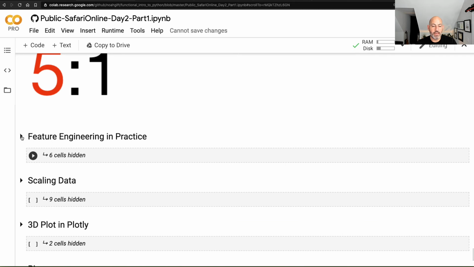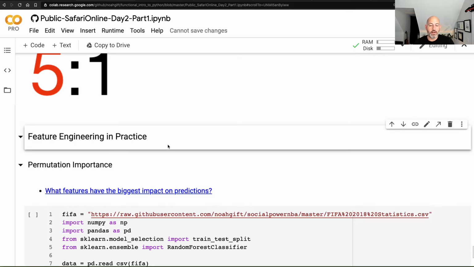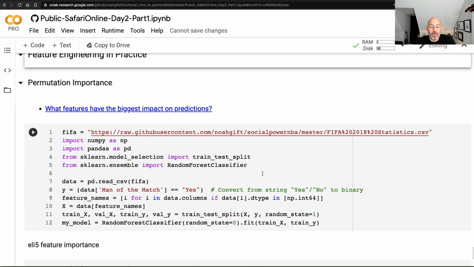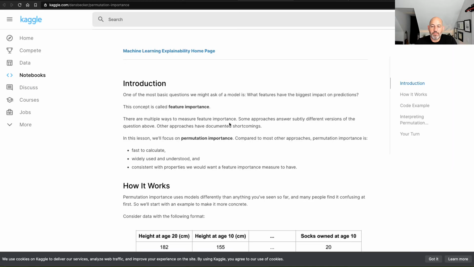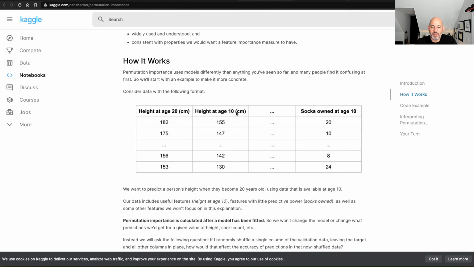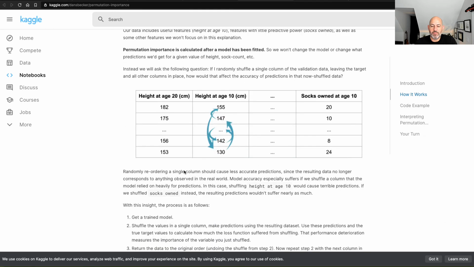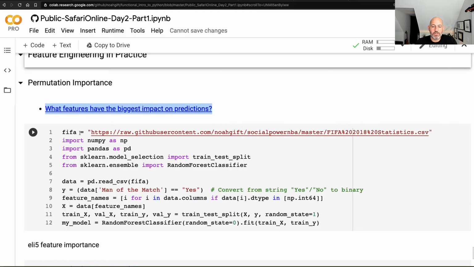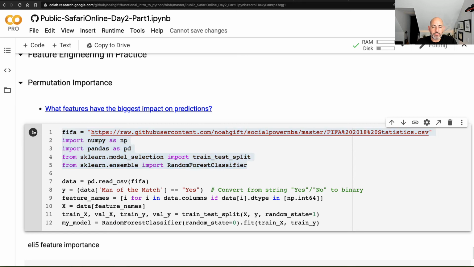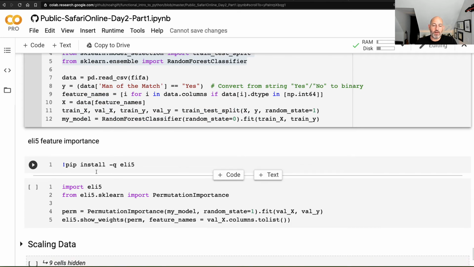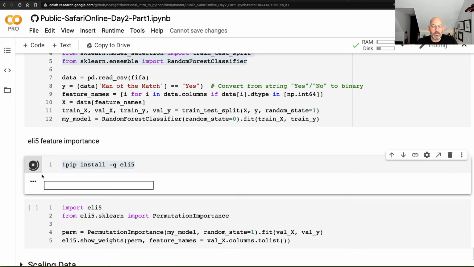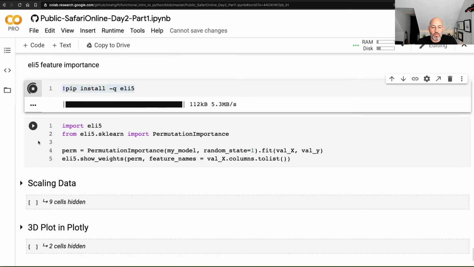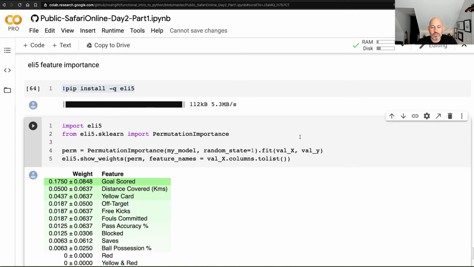So let's look some more at how you can do feature engineering. The core concept here, and there's a link that you can take a look at, is machine learning explainability, and there's a whole article on it. But what I'm going to do is bring in this FIFA data set that they use here, and then train a model on this. So I'll go through here and train this model. Now I can install this library called ELI5, which stands for explain like I'm 5. And once we go through here, I can run this permutation importance example.